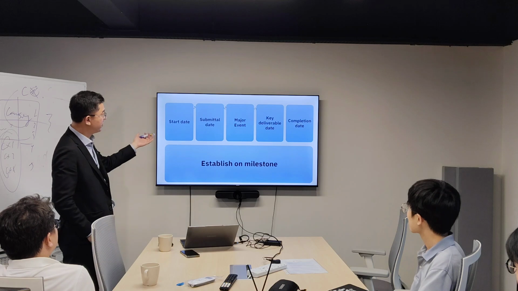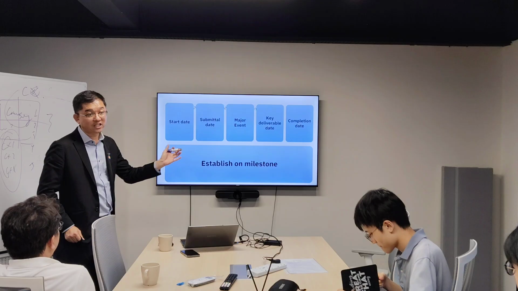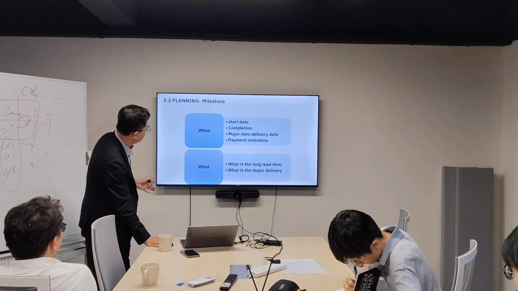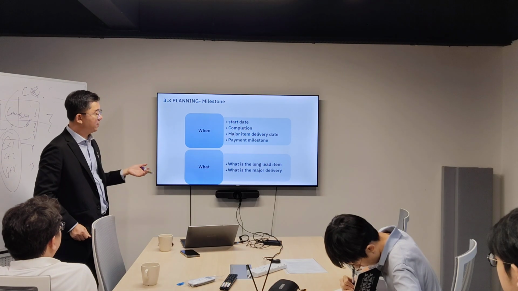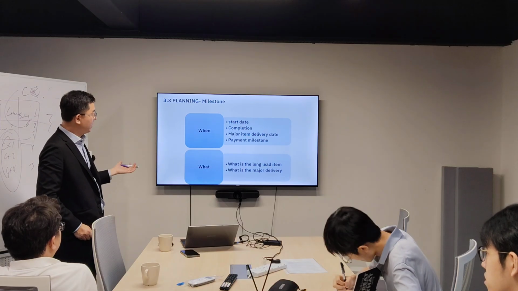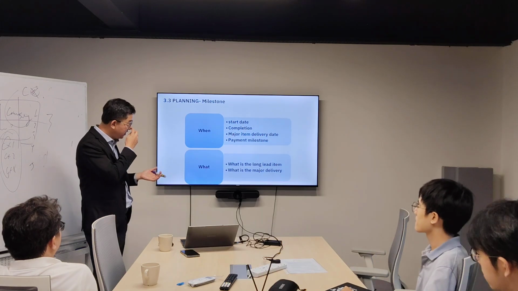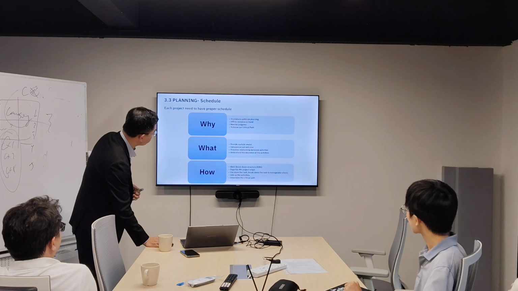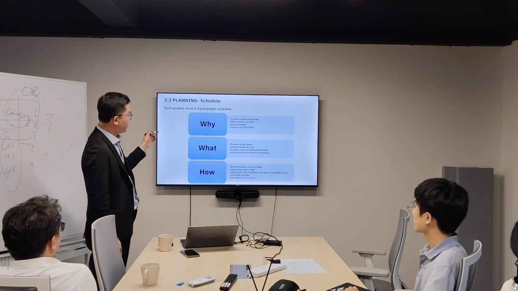Planning: start date, submitted date, major event, key development, completion date. We need everything. We need to establish a milestone. This is a plan for schedule. Okay, that's milestone: start date, completion date, major delivery date, payment milestone. And what is the long lead item that was mentioned by Dr. Lee this morning, and what's the major delivery. Planning schedule: why, what, how?